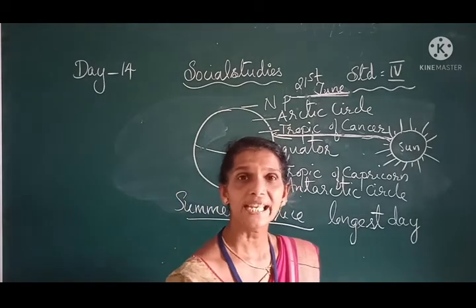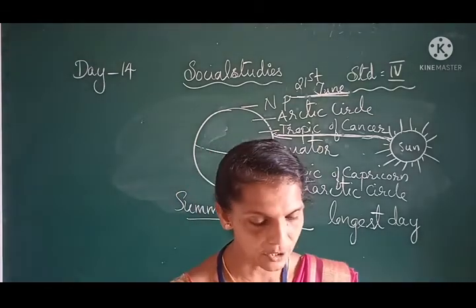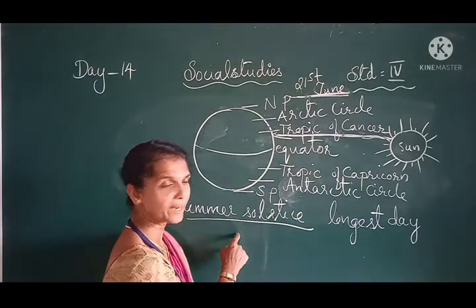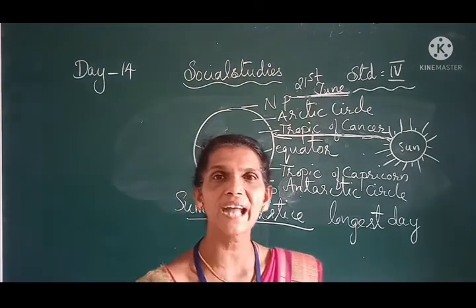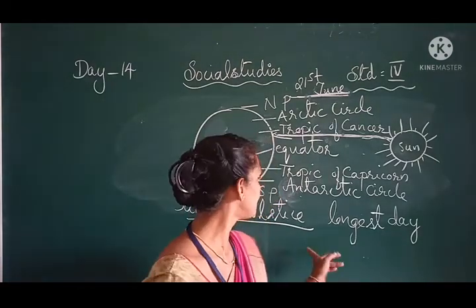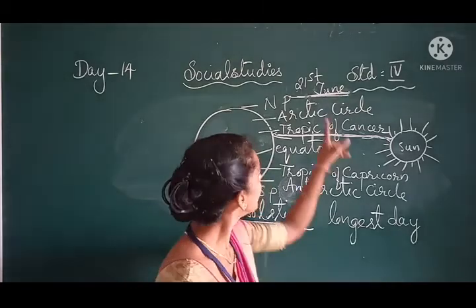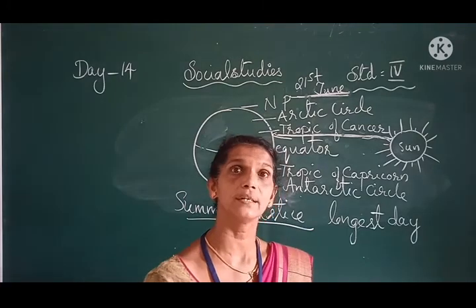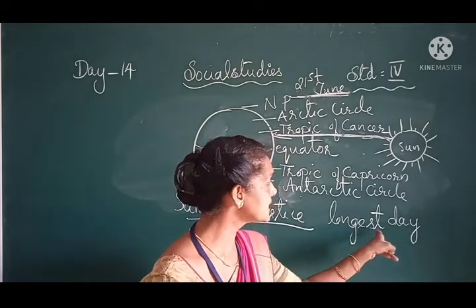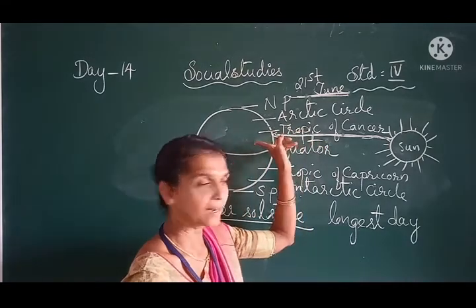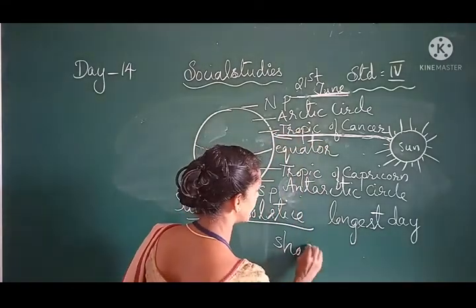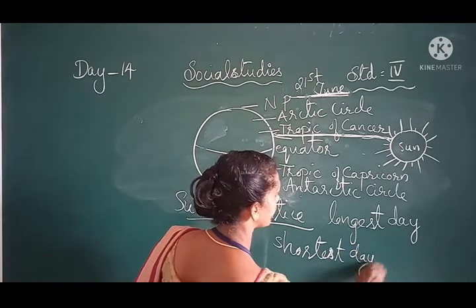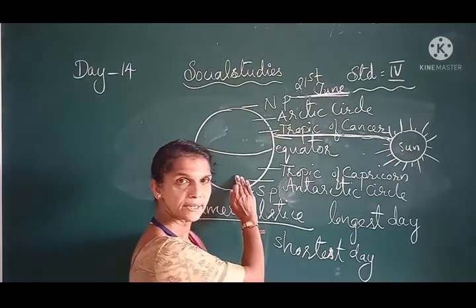Summer. S-O-L-S-T-I-C-E, solstice. Summer solstice. When it is 21st June, what is the speciality of the day at that time? It is the longest day in the Northern Hemisphere and the shortest day of the year in the Southern Hemisphere.